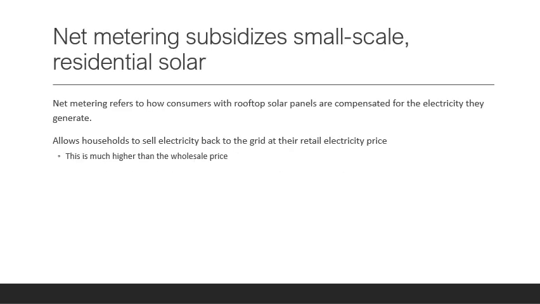We also have net metering subsidies. This is on the small scale or residential solar. Net metering refers to how consumers with rooftop solar panels are compensated for the electricity they generate. This allows households to sell electricity back to the grid at their retail price, which is much higher than the wholesale price. So this is somewhat controversial, and we'll talk about this later on.